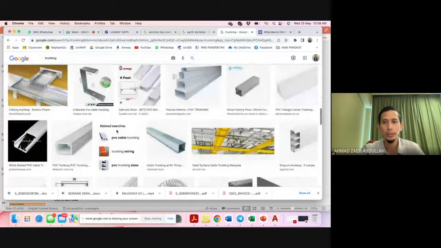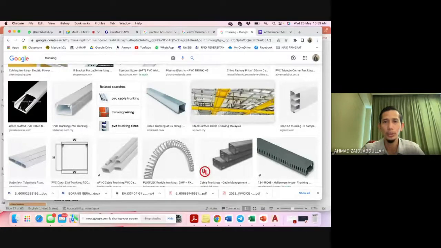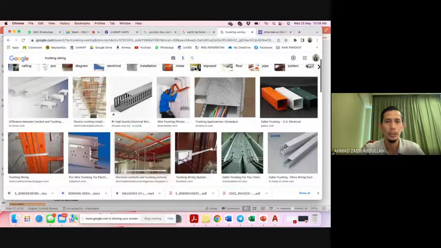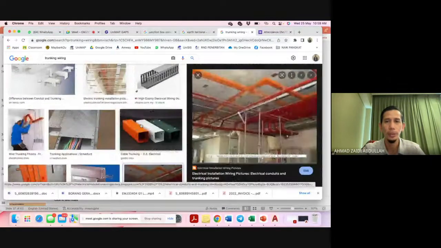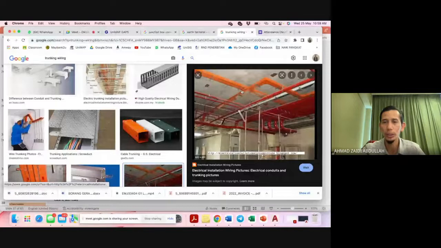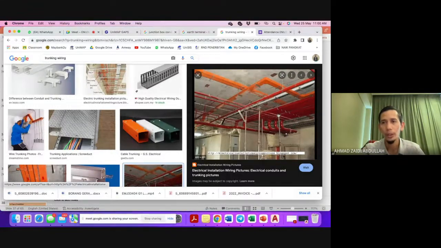Normally it's orange. We put the trunking and run it up to the roof like this. This is trunking wiring. All the wiring is placed here on top. Don't be confused with the red color. Red is for fire service (bomba). White is for ICT service. Orange is for electrical service. Clear? So when you want to put electrical wiring, you just put it in the orange trunking.